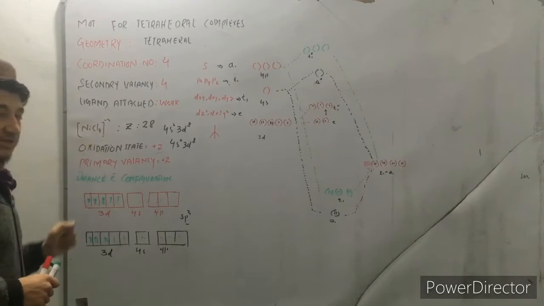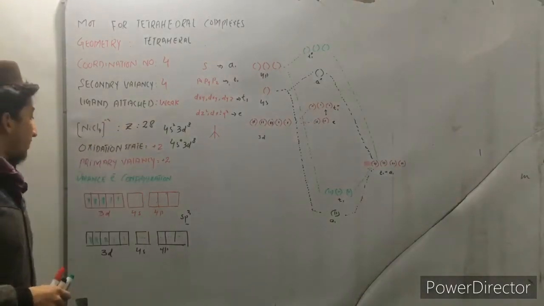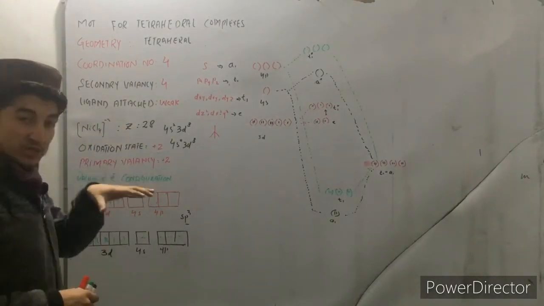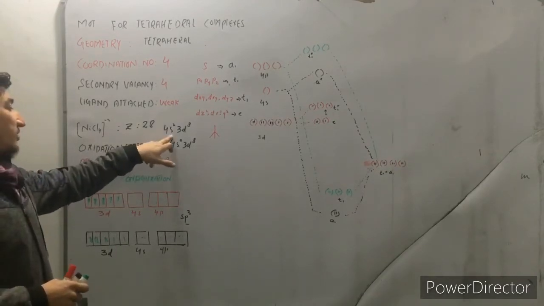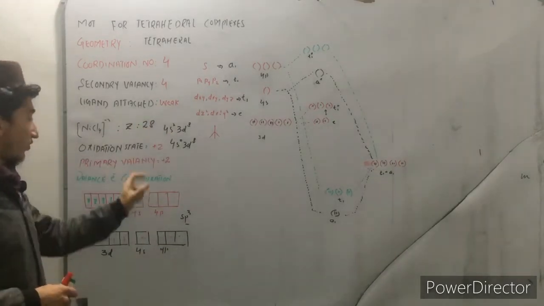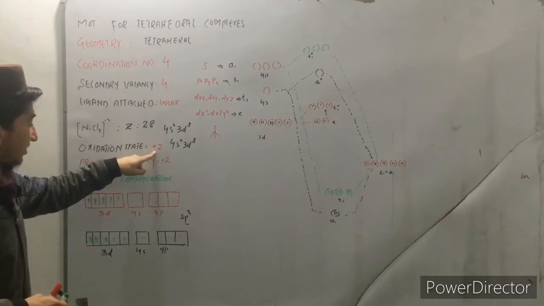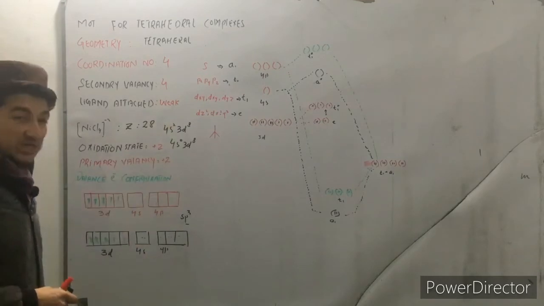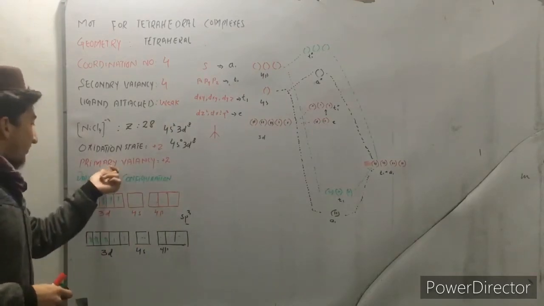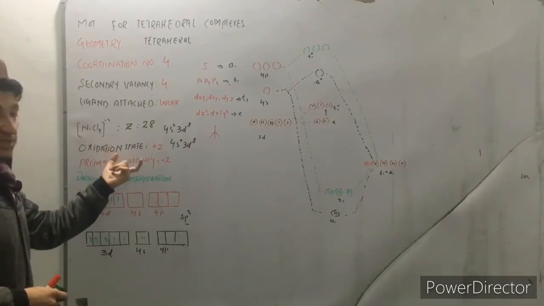tetrachloronickelate. The atomic number of nickel is 28 and the oxidation state of nickel is +2. So that's why the electronic configuration is 4s2 3d8. But you know that in this case it is +2 oxidation state, so the 2 electrons are removed from the 4s. So the primary valence, also known as the oxidation state, is also 2.